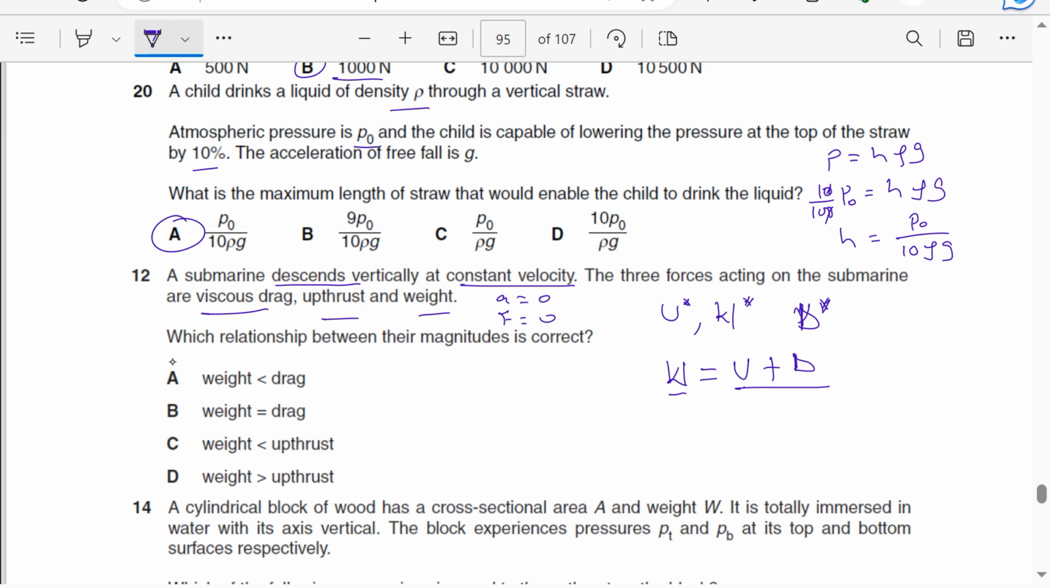So weight is less than the drag, that is not true. Weight is less than upthrust, that's not true. Weight is greater than the upthrust, of course that is true. Weight is equal to the drag. This is not true because there is upthrust. So it means the answer is going to be D. Weight is greater than the upthrust because weight is the upthrust plus the drag. So the answer is D.